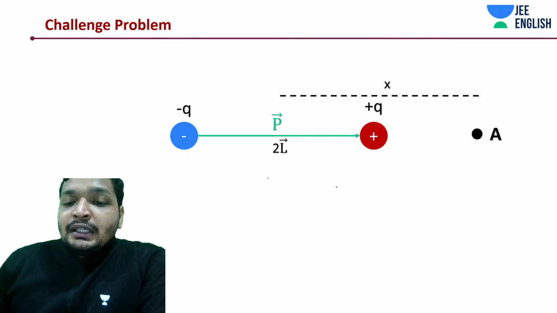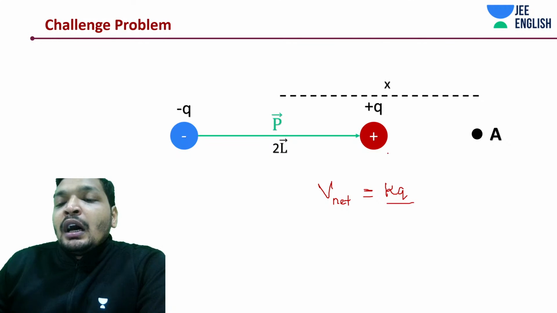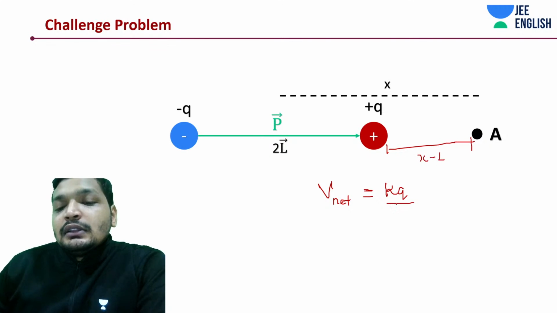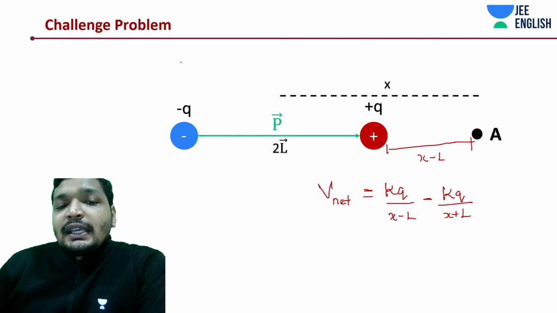So that being said, V net is equal to, we had something like kq divided by r2, which is x minus L, minus of negative kq, x plus L, right? This was x plus L.